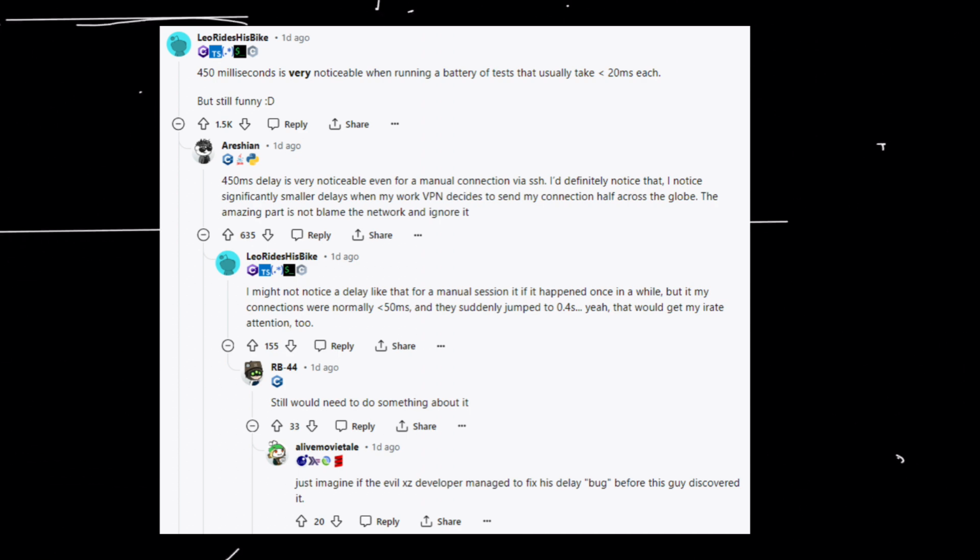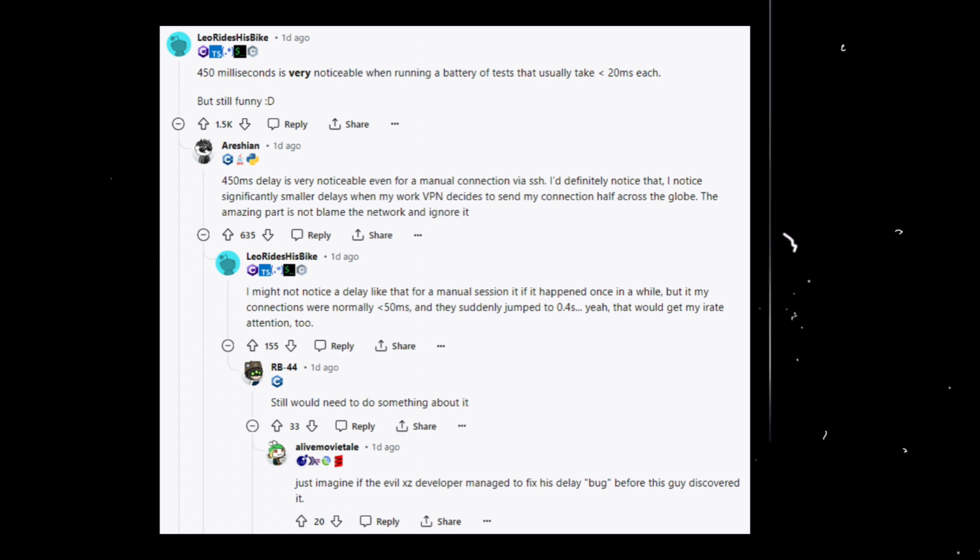Further comments discuss the perception of delays and the context in which they become noticeable. The original commenter clarifies that the noticeable difference comes from the significant increase compared to usual response times, not just the absolute value of the delay. Just imagine if the evil XZ developer managed to fix his delay bug before this guy discovered it. This comment speculates on a hypothetical scenario where the backdoor's performance impact was addressed before being discovered, highlighting the potential for malicious code to remain hidden if it doesn't cause noticeable issues.